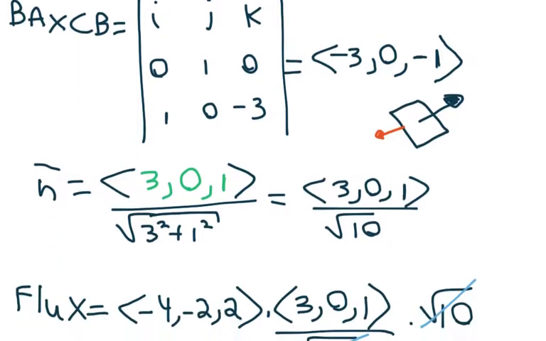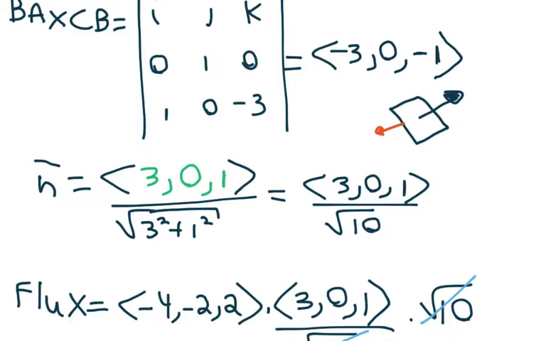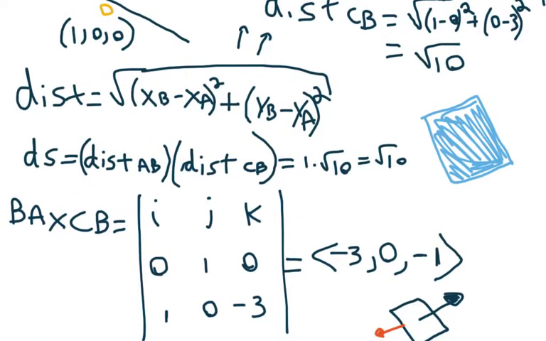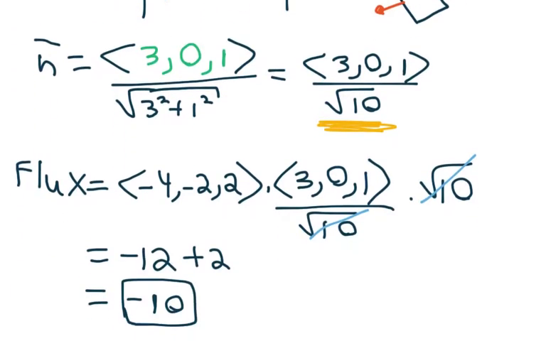Finally, for our n, we are going to have 3, 0, 1 over the magnitude of that, which is square root of 10. Notice how square root of 10 shows up in the denominator over here. And we are going to multiply it by dS, which is square root of 10. Most times, dS is going to cancel out the denominator with n. Not all the time, but most of the time they cancel out. Finally, to calculate the flux, we are going to do F times n times dS, which simply gives us a flux of minus 10.